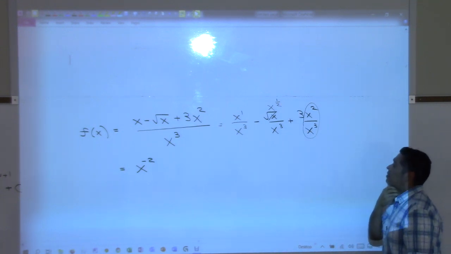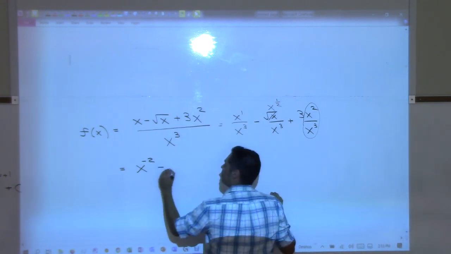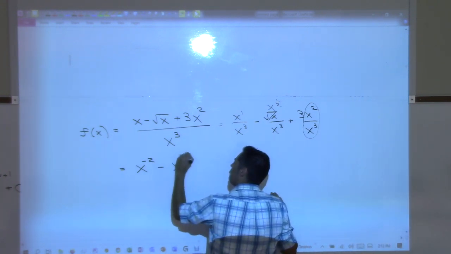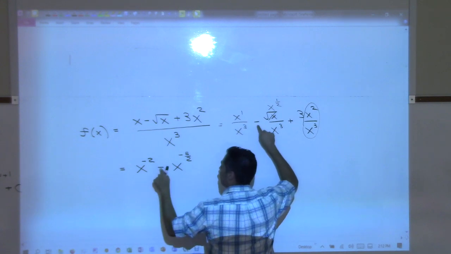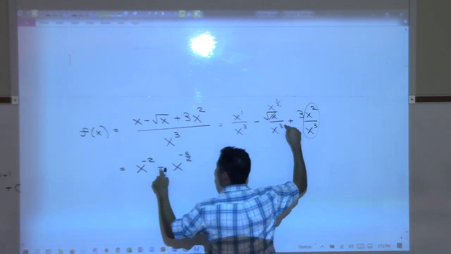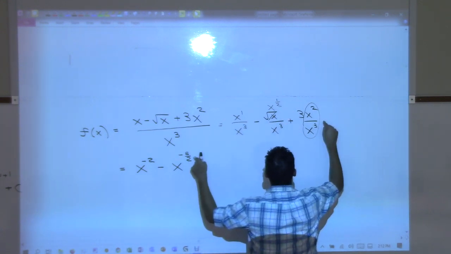Negative 5 halves. So I'm going to get minus x to the negative 5 halves. The minus comes from here. 1/2 minus 3 gives you negative 5 halves. Boom.